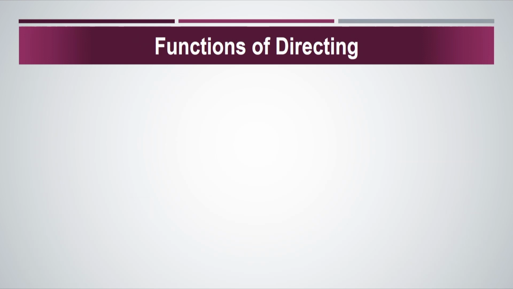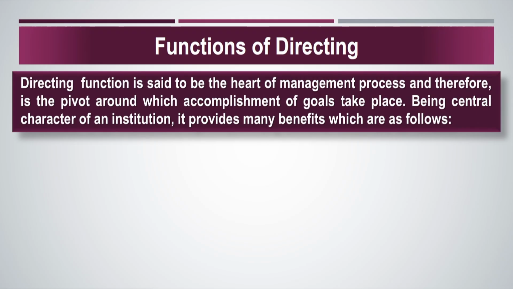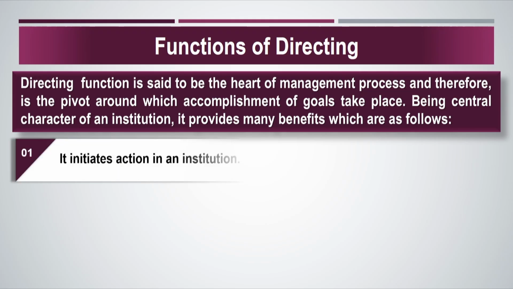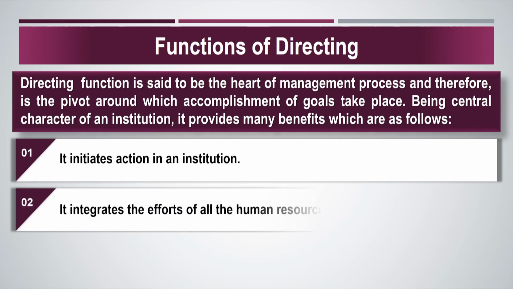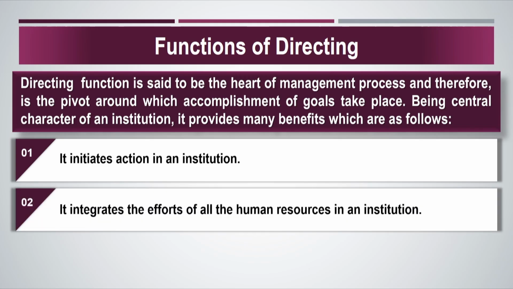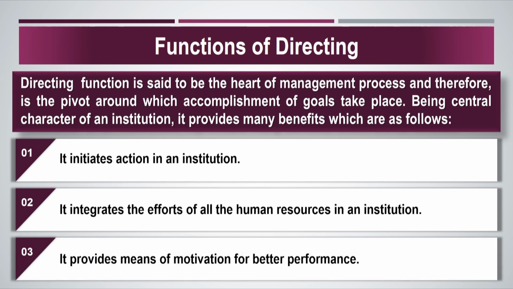The important function of directing being the heart of the management process and therefore being the pivot around which all the accomplishment of goals take place, it involves many important parameters and it gives benefits to the institution which are as follows. It initiates action in an institution. After this action, all the activity starts. It integrates the efforts of all human resources in an institution. It provides means of motivation for better performance.